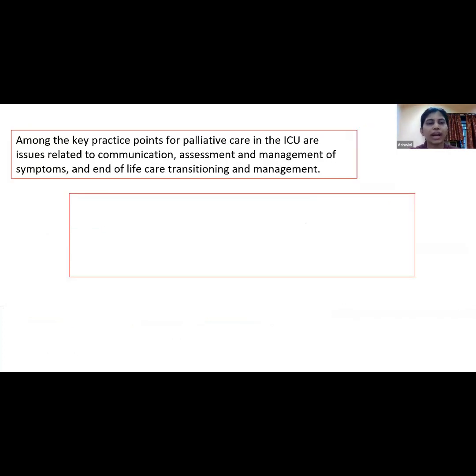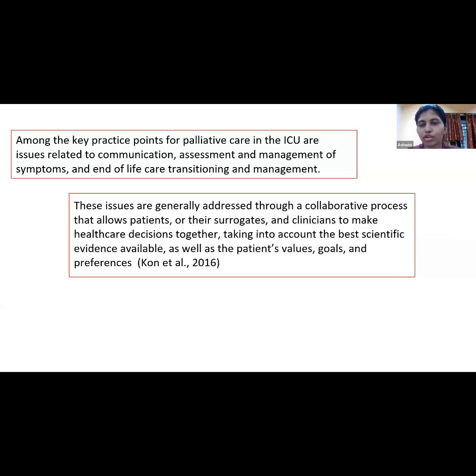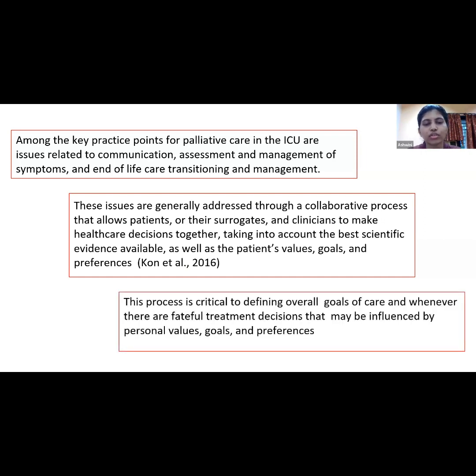So among the key practice points for palliative care in the ICU are issues related to communication, assessment and management of symptoms, and end-of-life care transitioning and management. These issues are generally addressed through a collaborative process that allows patients or their surrogates and clinicians to make healthcare decisions together, taking into account the best scientific evidence available, as well as the patient's values, goals, and preferences. This process is critical to defining overall goals of care, and whenever there are fateful treatment decisions that may be influenced by personal values, goals, and preferences.